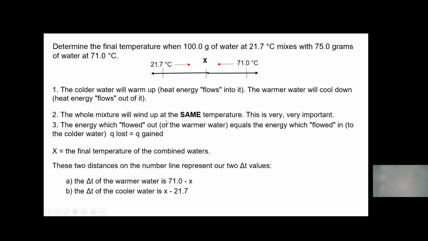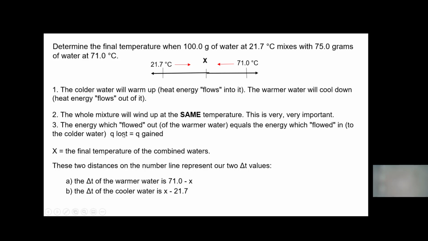In this case, we're not using more than one variable because they're both going to end at the same temperature. When we solve for X, we're solving for the final temperature. The colder water will warm up and the warm water will cool down, and eventually they will end up with the same temperature. That's going to be Q lost equals Q gained.